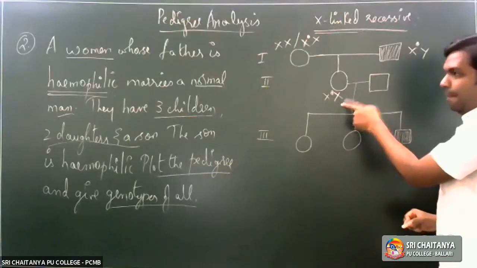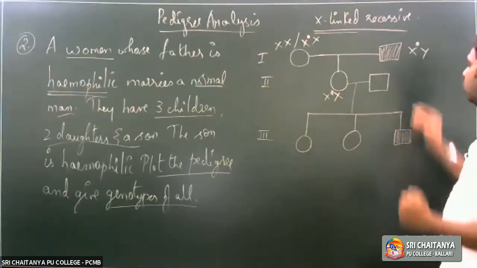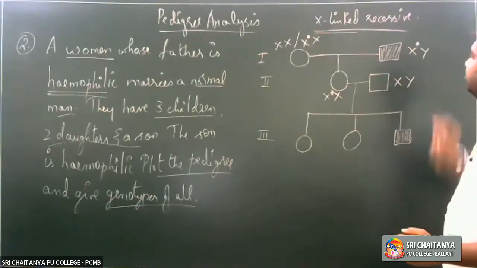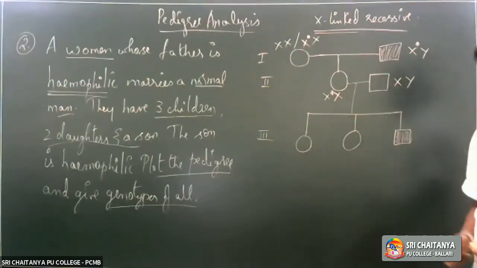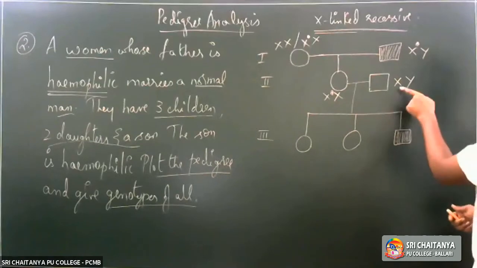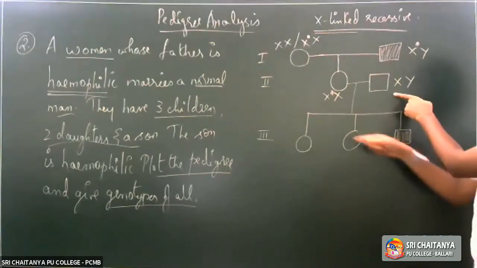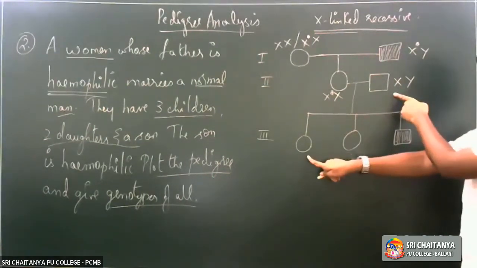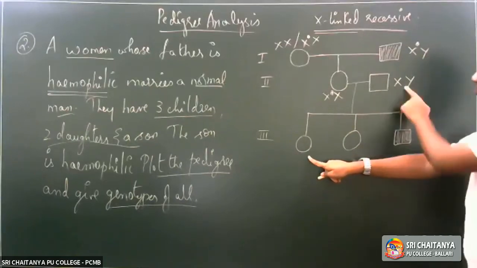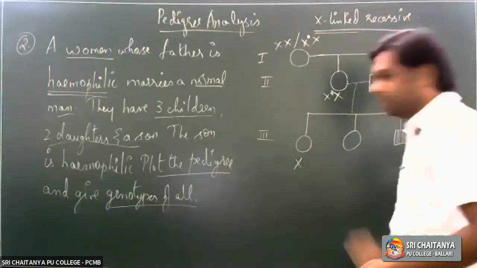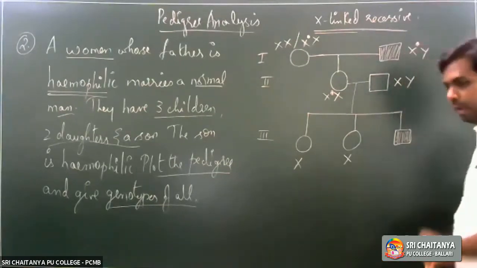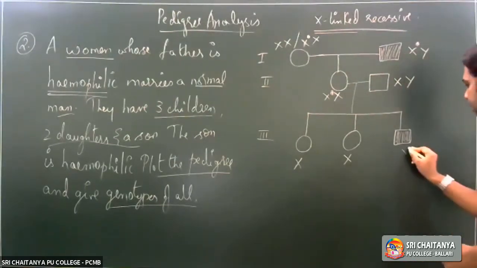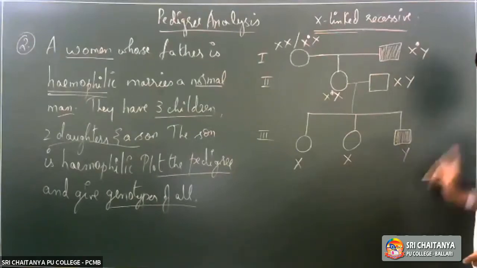Now this woman marries a normal man. A normal man is XY, so there is no problem with that, right? Now talking about their offspring, let us see what the male parent will give to the child first. Since it is a daughter here in the third generation, the father will give an X chromosome. Here also a daughter, so the father will give an X chromosome. Here it is a son, so definitely the father should give a Y chromosome, right?